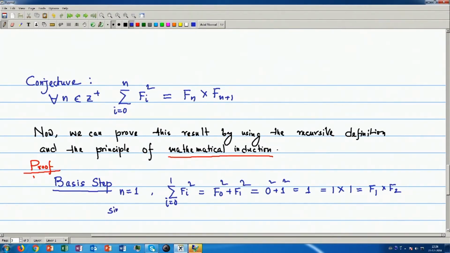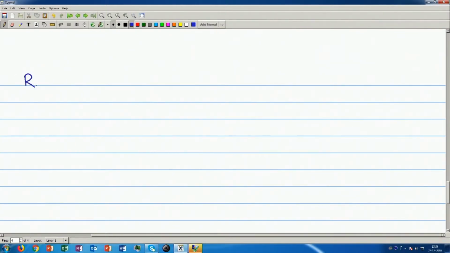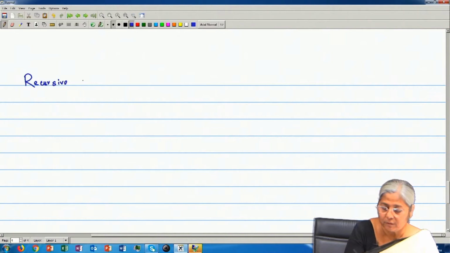Since f 1 equal to 1 from the initial condition, and f 2 equal to 1, my conjecture is true for the basis step n equal to 1. Now, we see how we can prove the recursive step. To prove the recursive step we use mathematical induction.